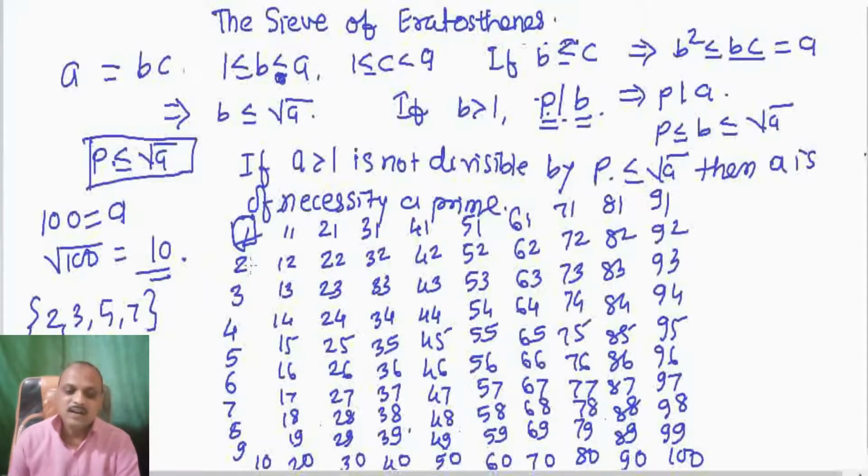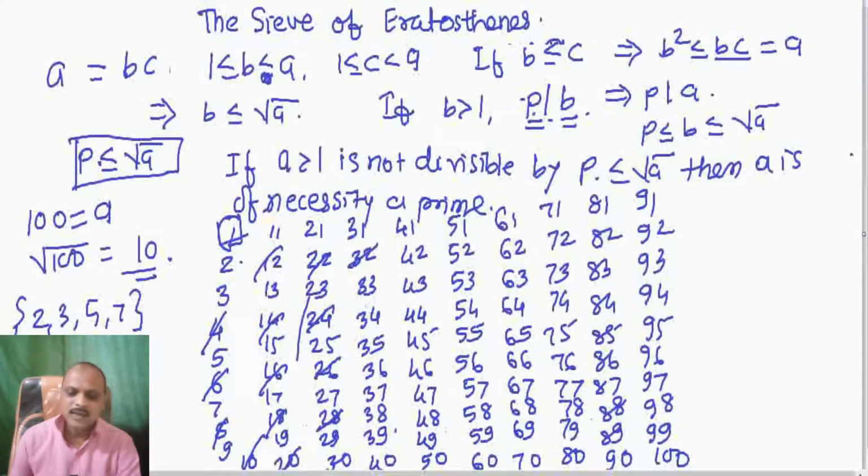2 is a prime, so we will cancel all the numbers which are divisible by 2, and you can see that all the even numbers will be cancelled here: 16, 18, 20, 22, 24, 26, 28, 30, 32, 34, 36, 38, 40, 42, 44, 46, 48, 50, and so on up to 100.